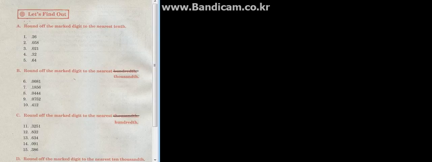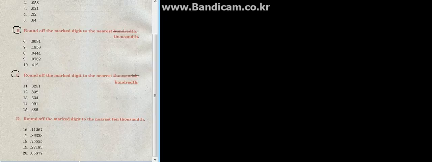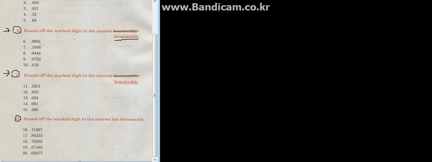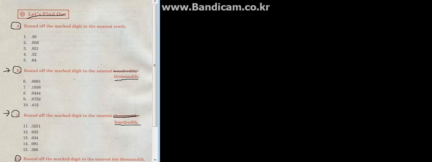Okay, so now we will work in the let's find out section. We have 4 parts: Part A, Part B, Part C, and Part D. But now be careful. I want you to look at Part B and Part C and make some changes. Instead of the nearest hundredth, Part B should be the nearest thousands, okay? And in Part C, you should change the thousands into hundreds, okay? Nearest hundredth. Okay, so now let's work with Part A.